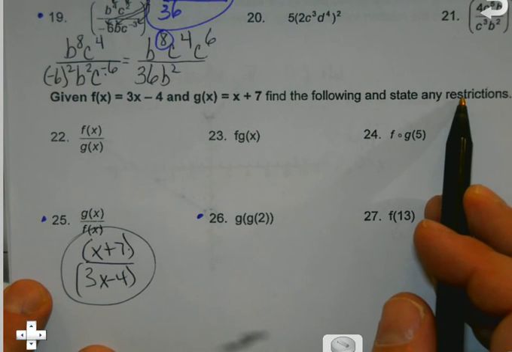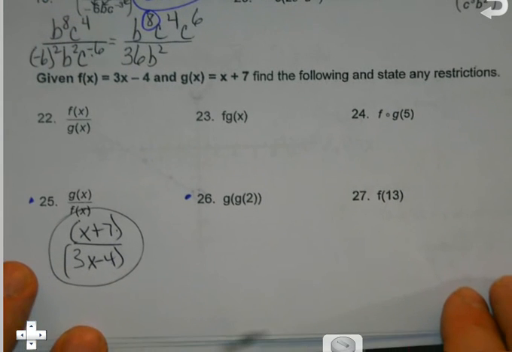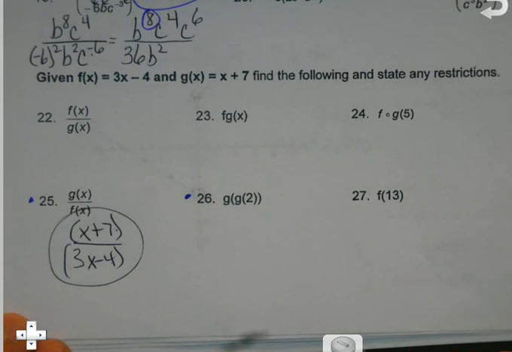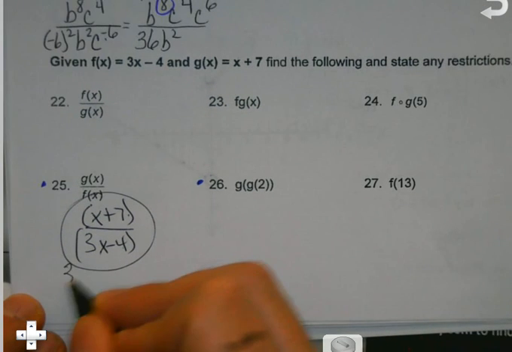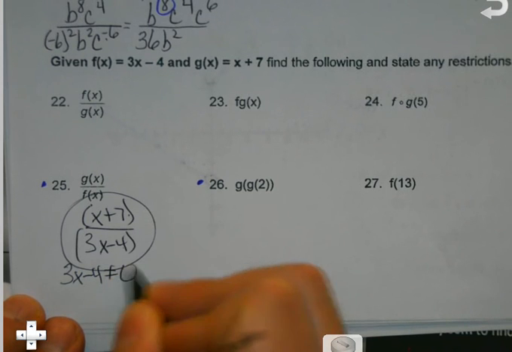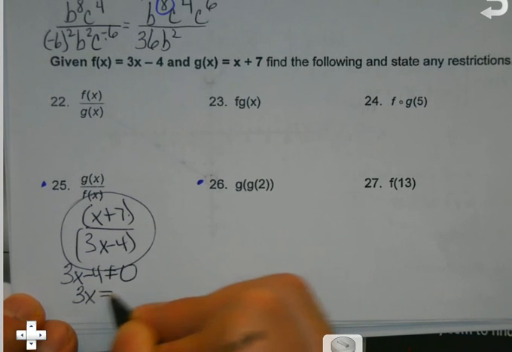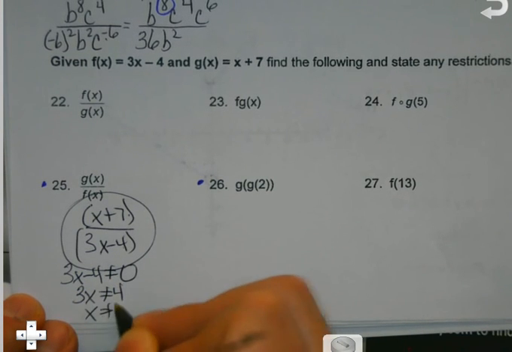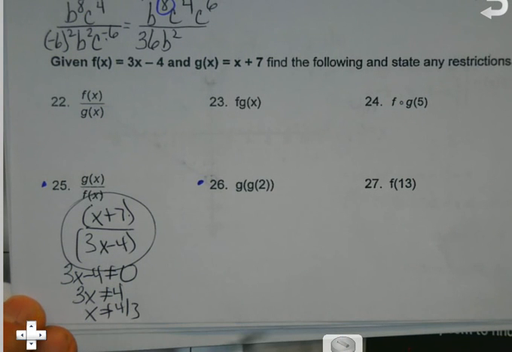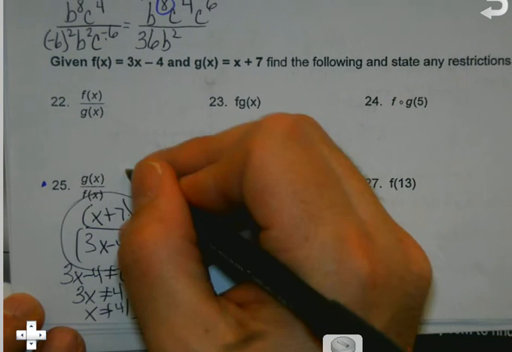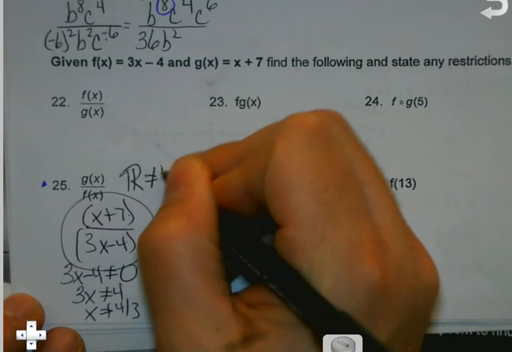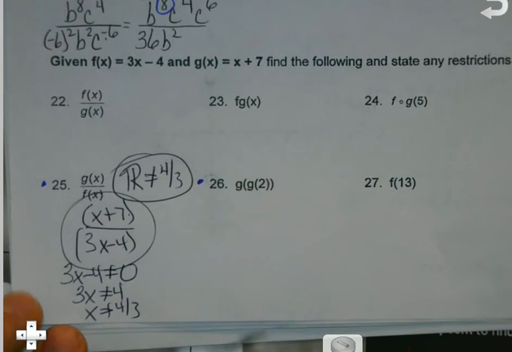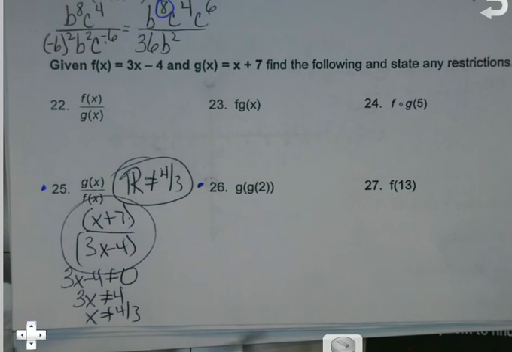Restrictions. What could I run into with a problem like this if I don't put a restriction? I could end up with a denominator of 0, which is bad. So I've got to make sure that doesn't happen, that I don't get an x value that makes it equal 0. And again, we don't write it that way. We're in a higher level math class: all reals not equal to 4/3. If you want to do interval notation, you can. If you want to write out all reals, you can. But you've got to signify that there's a restriction there. No just giving up and quitting on it.